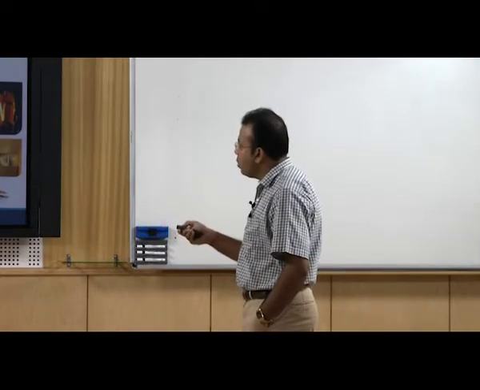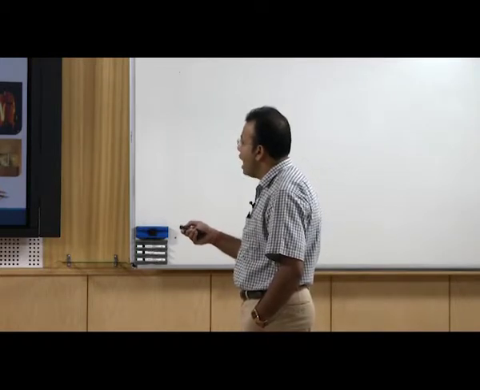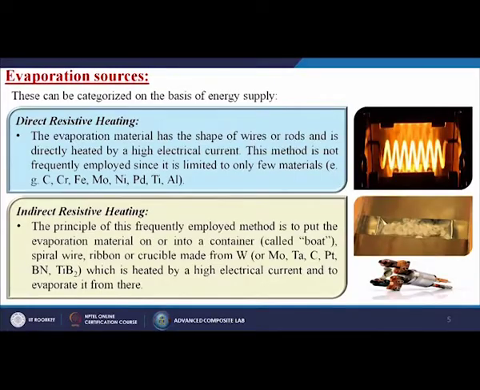In that case the evaporation material has the shape of wires or rods and is directly heated by a high electrical current. Here you can see the structure of this filament-type source. It is made of different materials like carbon, chromium, iron, molybdenum, nickel, palladium, titanium and aluminum. It has a spiral structure, and we directly put the electric current through it so that it heats up and generates the heat energy.